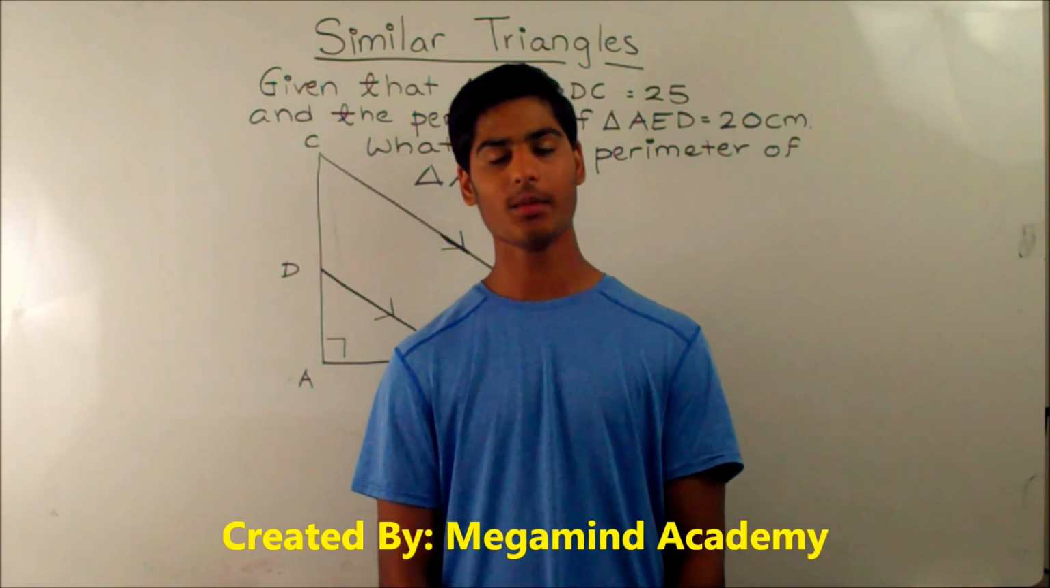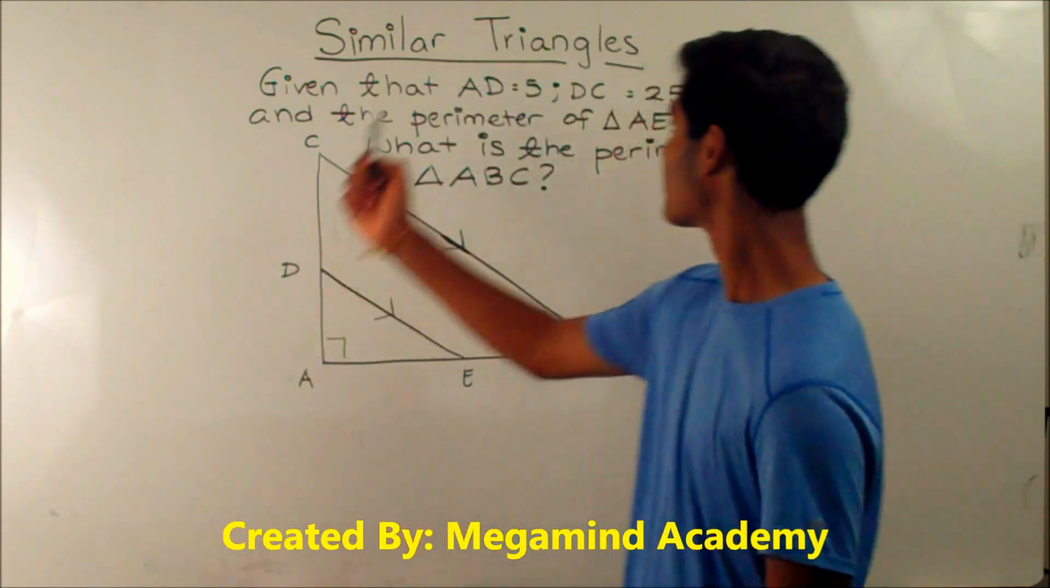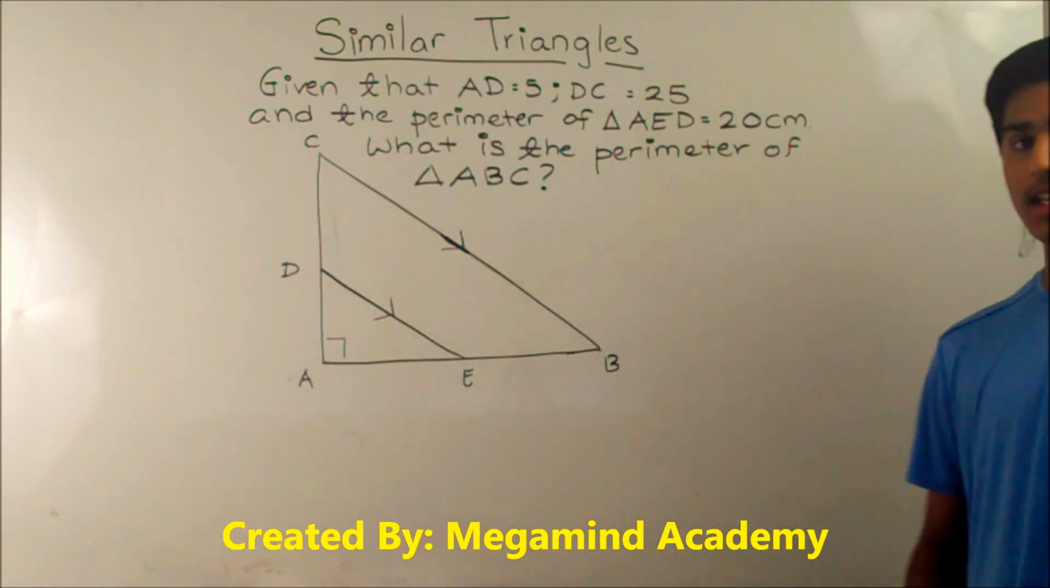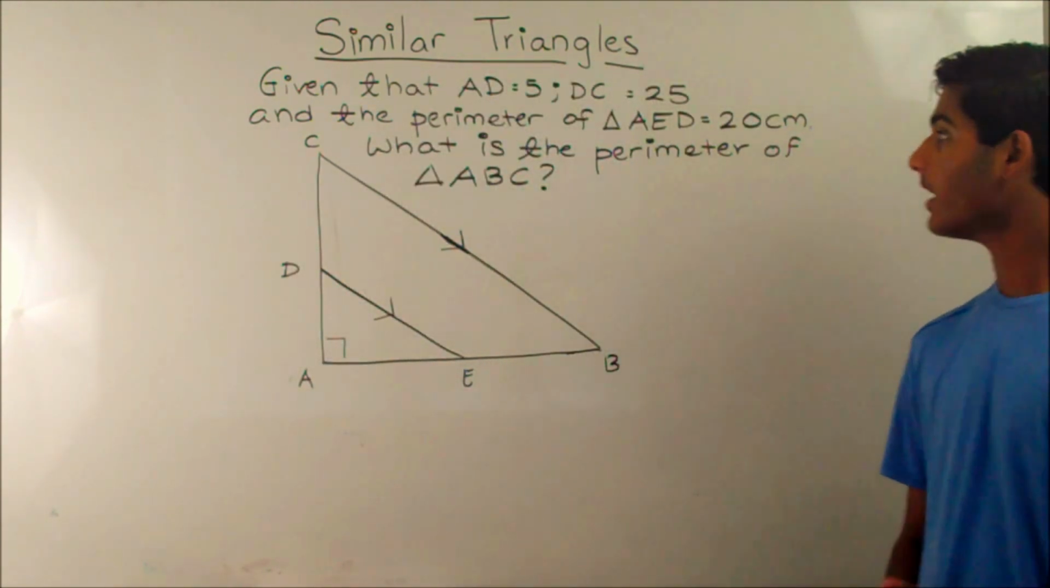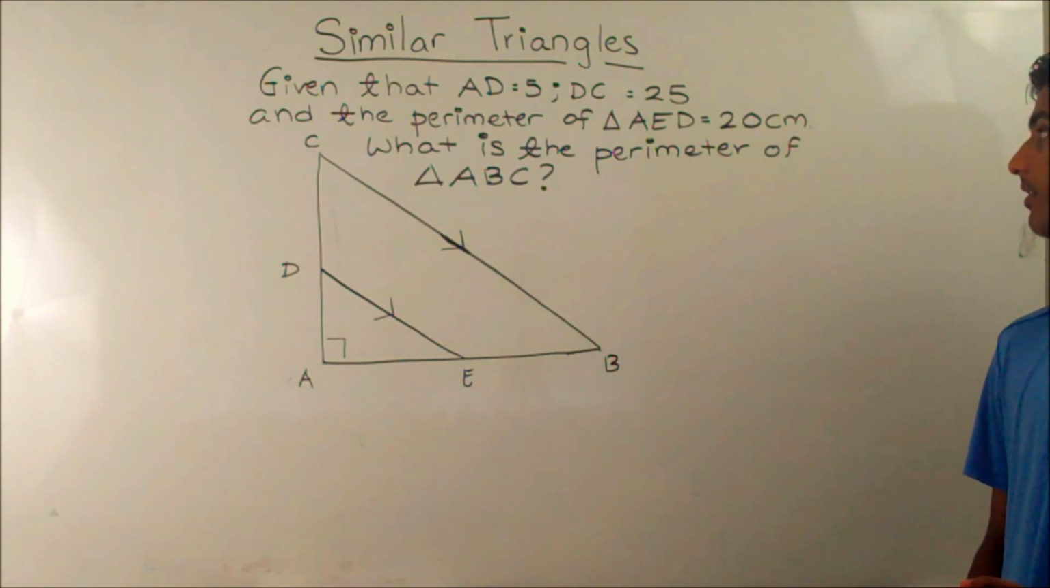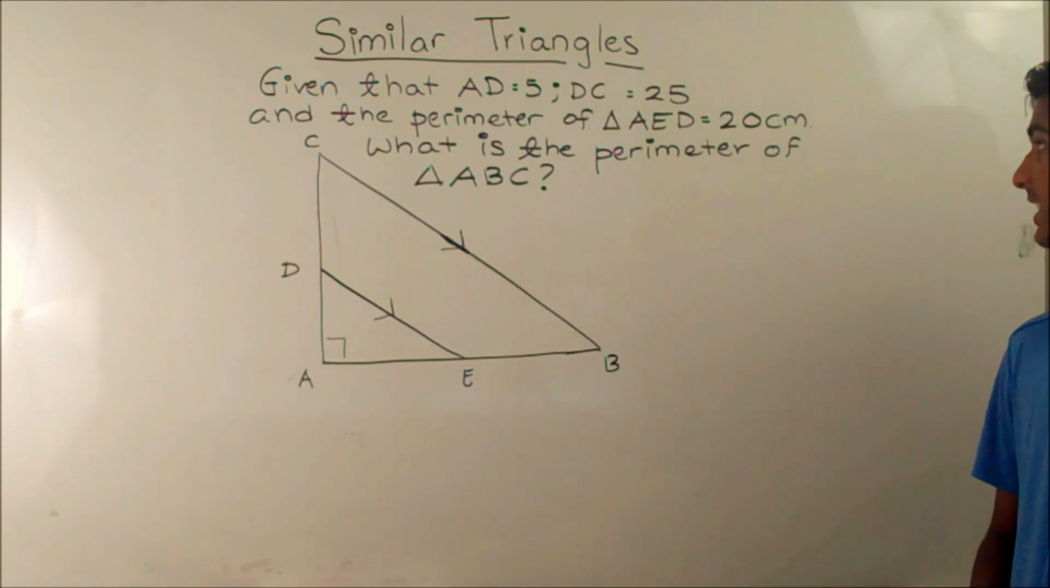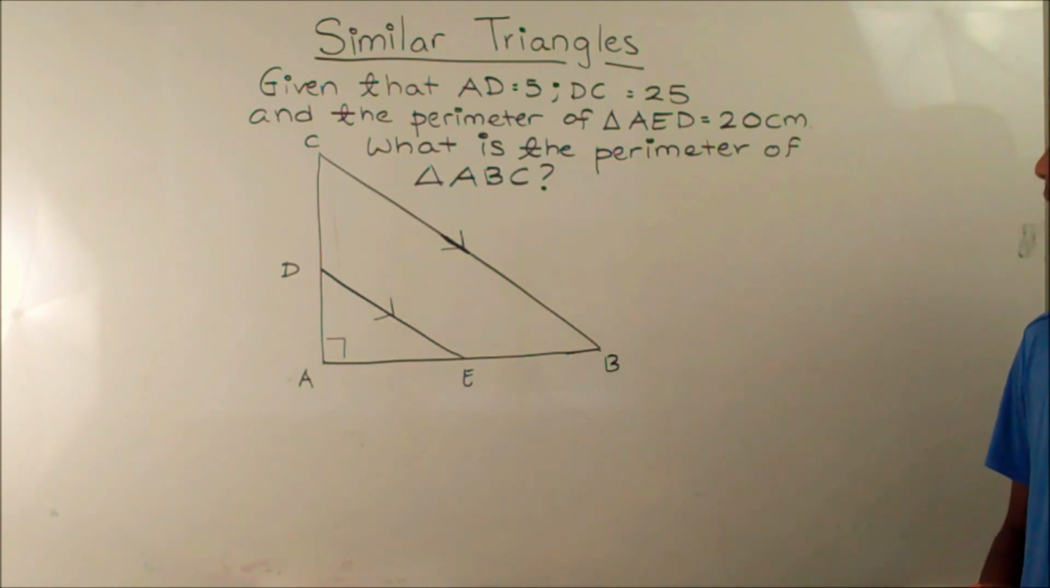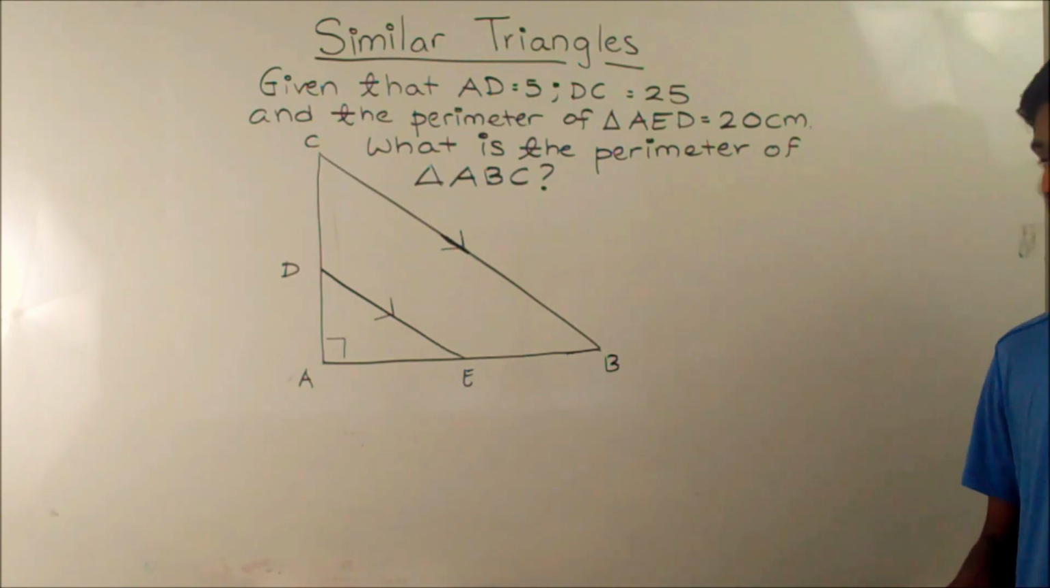Hi! Today we're going to learn about similar triangles. Let's say we have a problem like this. Given that AD is equal to 5, DC is equal to 25, and the perimeter of triangle AED equals 20 centimeters, what is the perimeter of triangle ABC?